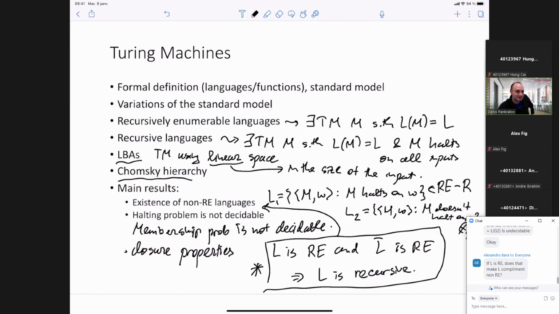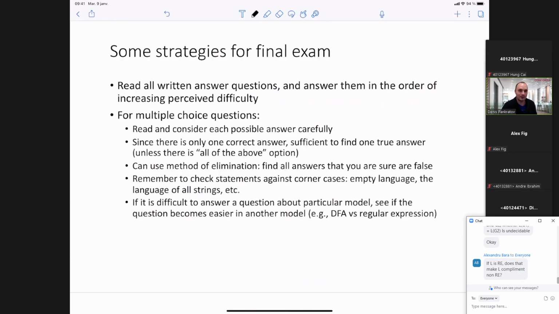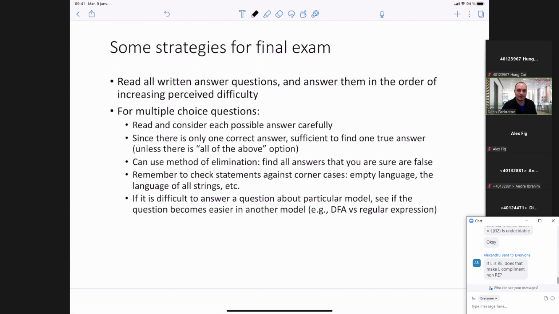So there you go. Okay, so before we go further, I would like to say some strategies for the final.